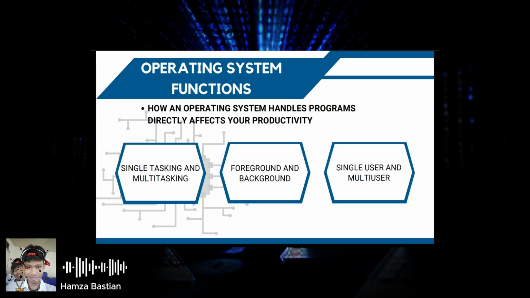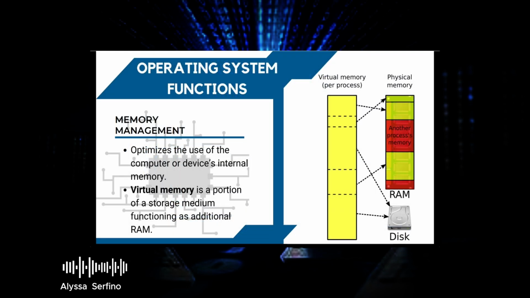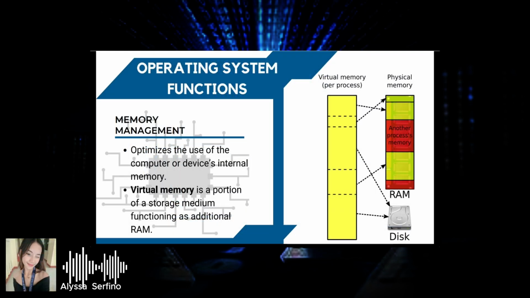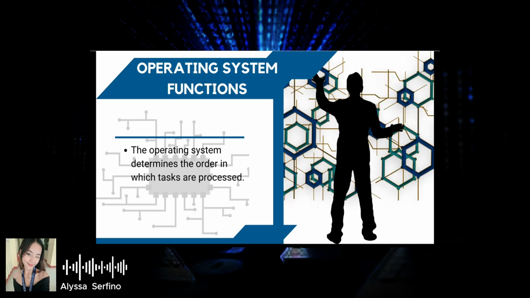How an operating system handles programs directly affects your productivity. First, single tasking and multitasking. Second is foreground and background. Third, and the last, is single user and multi-user. Memory management optimizes the use of the computer or device's internal memory. Virtual memory is a portion of a storage medium functioning as additional RAM. The operating system determines the order in which tasks are processed.